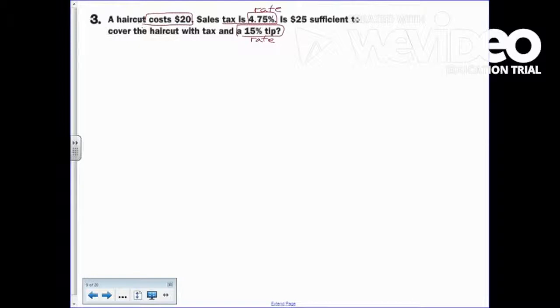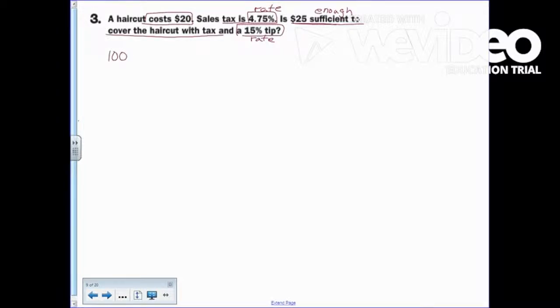And they want to know, is $25 enough? The word sufficient means enough. So what am I going to have to do here? I got more than 1%. Since we want to know what the total cost is to determine whether or not $25 is enough, we're going to have to take our percentage rate for our sales tax, our percentage rate for our tip, and 100% to get the percentage of the cost and add them together.